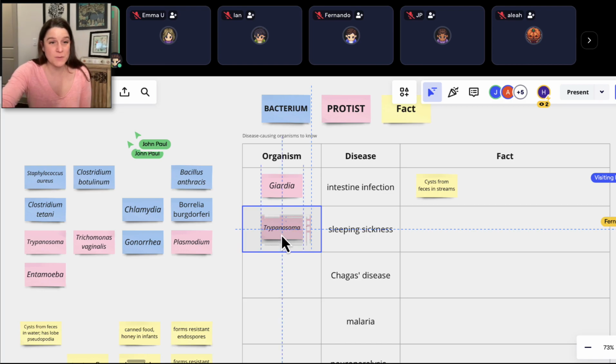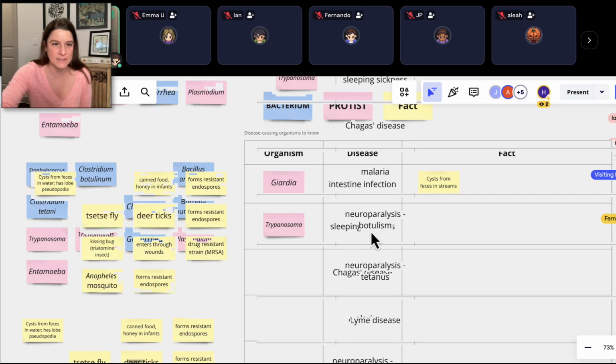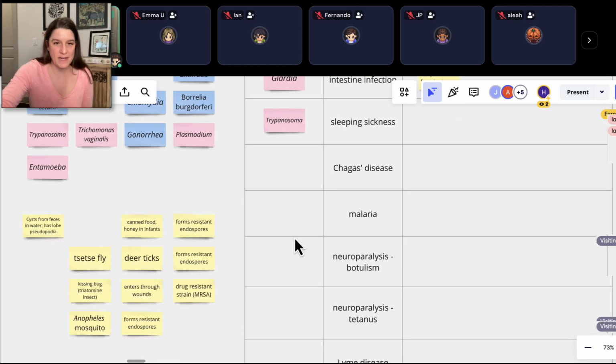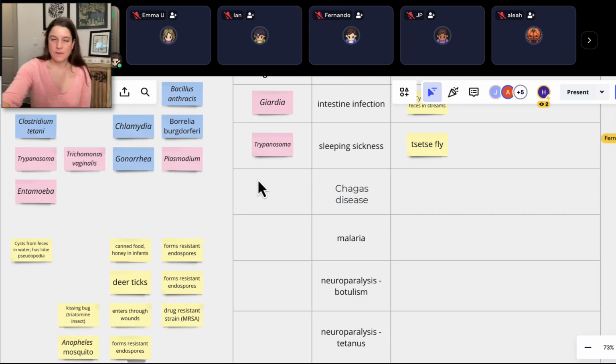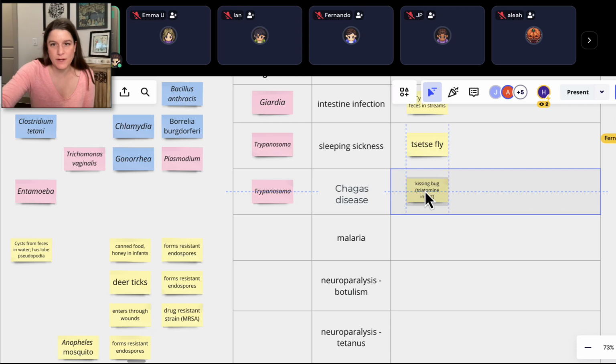All right, sleeping sickness. So Trypanosoma causes sleeping sickness. You'll notice it's on here twice because there's multiple species that cause different things. One of them, sleeping sickness. What goes with sleeping sickness? Who passes sleeping sickness on? Yeah, okay. Sleeping sickness is passed by the tsetse fly. Then there's another species of Trypanosoma that causes Chagas disease, and that one is passed by this kissing bug or triatomine insect.